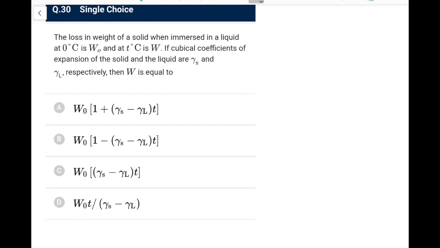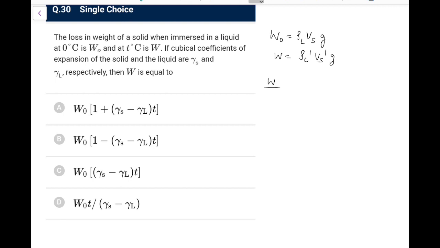Okay, now the last one. The loss in weight of a solid when immersed in a liquid at 0 degree is W naught and at T degree is W. Okay, the loss in weight is given. If cubical coefficients of both are given, then W is equal to, now, the loss in weight means the buoyant force. So the buoyant force W naught would be equal to rho Vg, rho of the liquid into volume of solid into g. Now at temperature T it would be rho L dash Vs dash g.